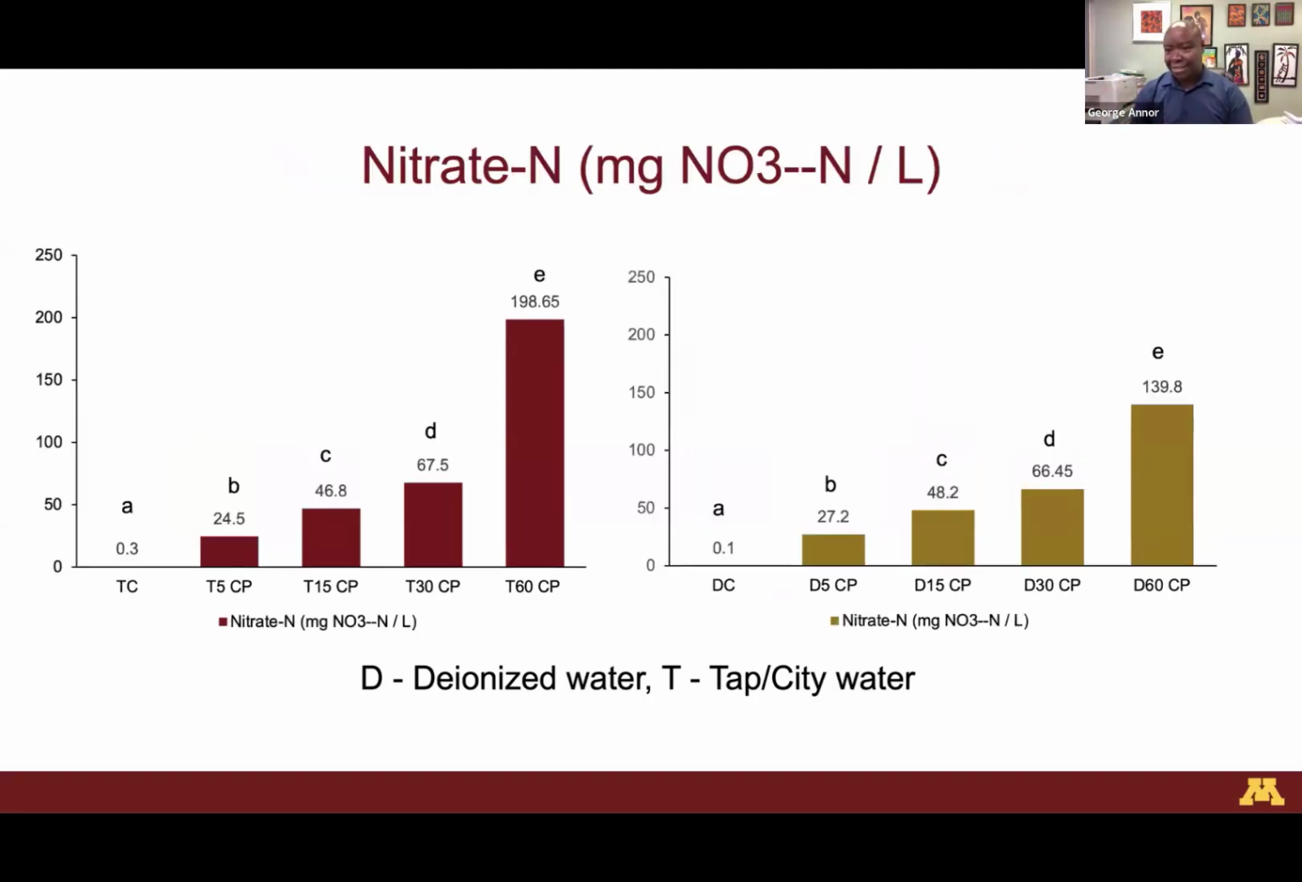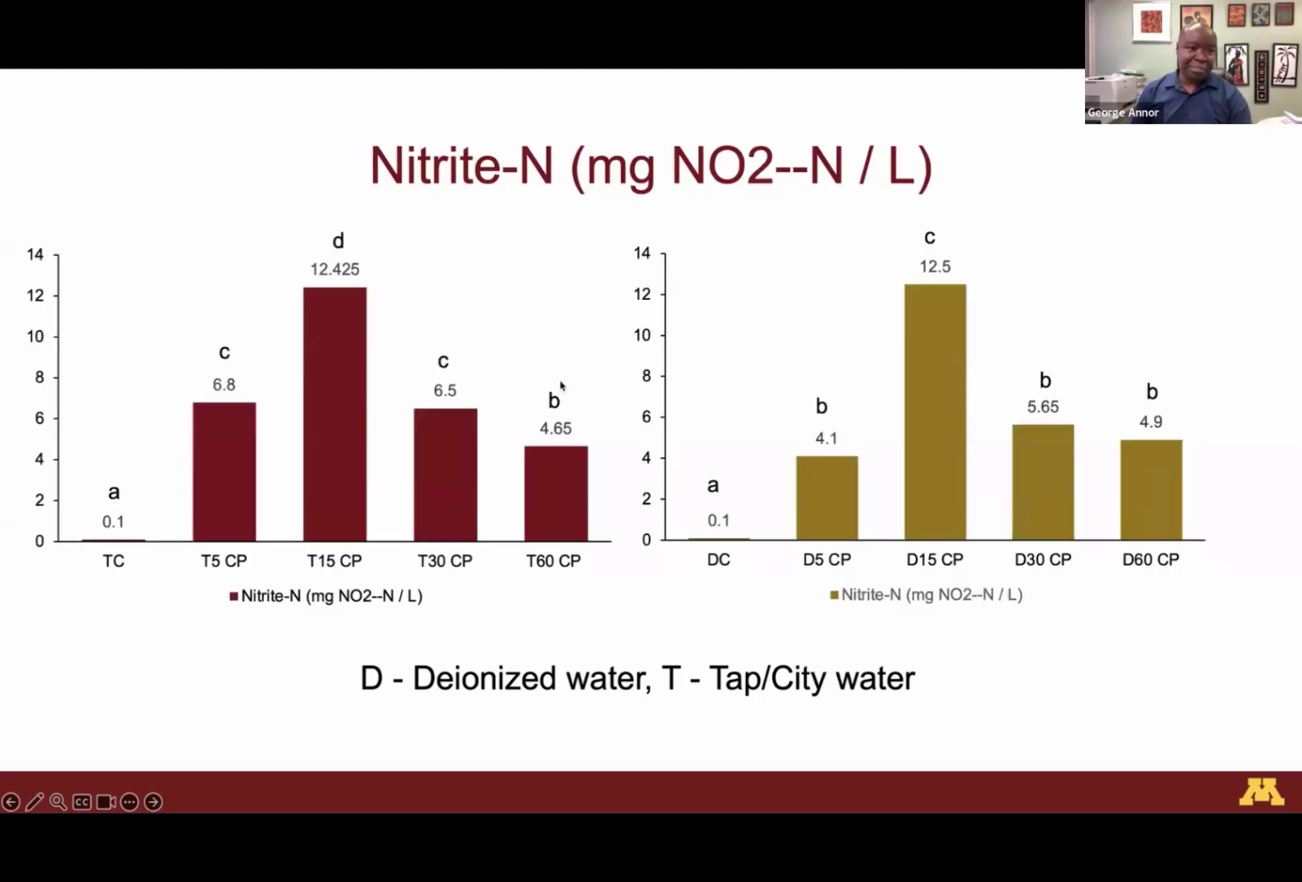Now, nitrates. We've been talking about nitrates. We saw a significant increase in nitrate after an hour of treatment. We're looking at from less than 0.3 milligrams all the way to about 200 milligrams after 1 hour. This is a huge amount of nitrates, especially in the tap water. We saw the same in the deionized water, but we had a lot more nitrates in the tap water than in the deionized water. Nitrite was the opposite.